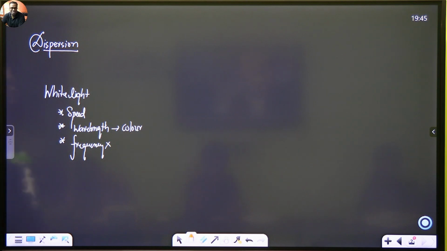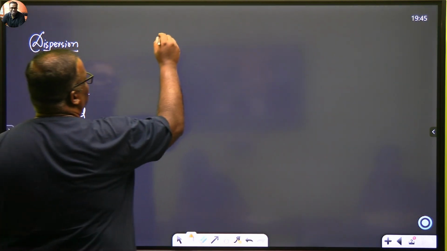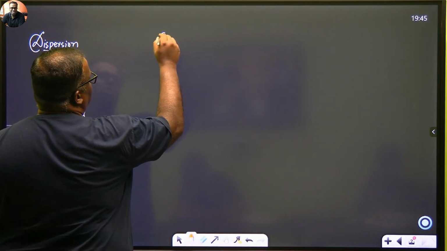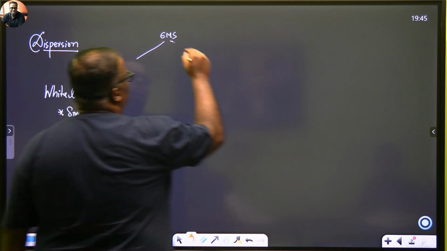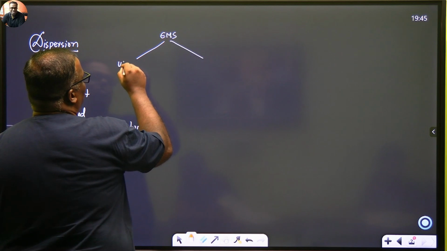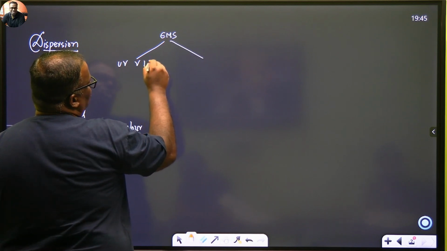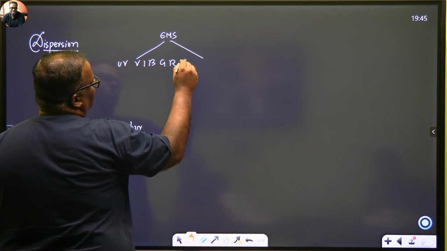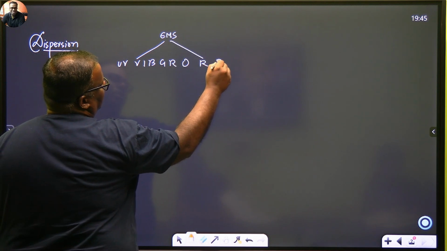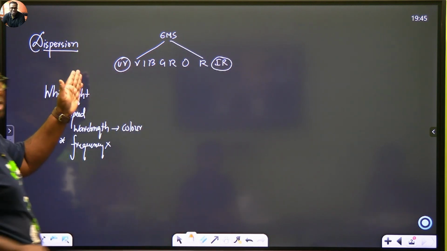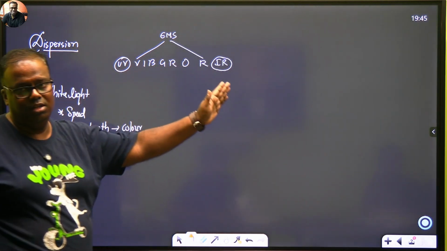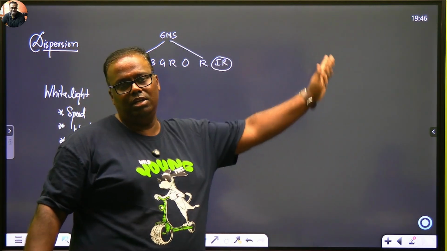Okay. Now, light comes from the EMS, the electromagnetic spectrum. Obviously, I'm not going to write the whole spectrum, but I'm just writing, say, this is ultraviolet. So it starts from here, VIBGYOR. And this is infrared. Understood, children? Before ultraviolet, we will have X-rays, gamma rays; after infrared, we will have microwaves and radio waves.